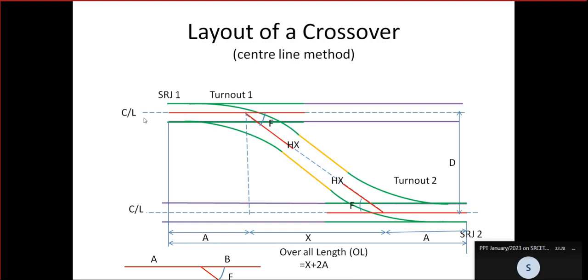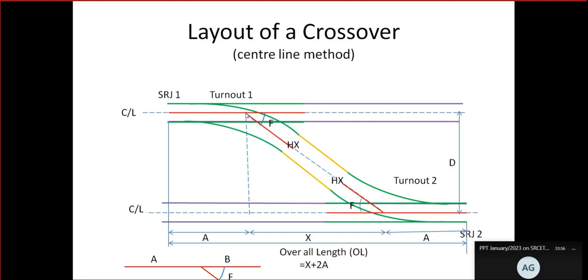See, for example, this is central line of the track, road 1, central line of road 2. This is central line of the crossover. So this is called the point of intersection. That means where the turnout line intersects with the main line is called point of intersection. Similarly, here also a point of intersection. The amount of diversion equal to F only. The included angle is equal to F.